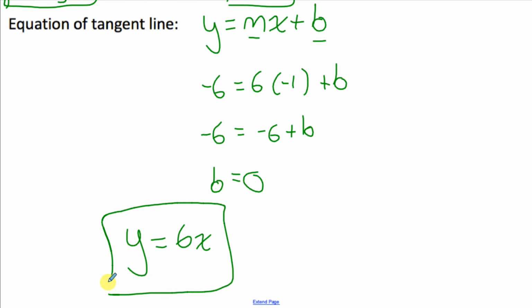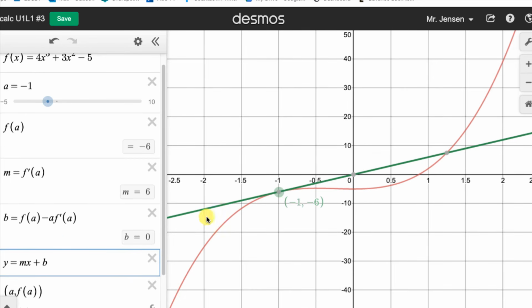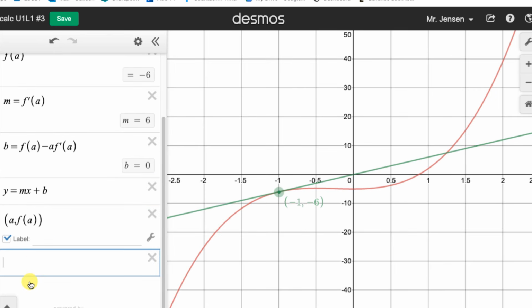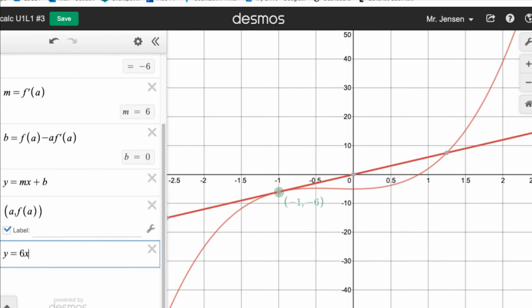So y equals 6x is the equation of that tangent line. The equation of this green line, y equals 6x. Let me add a y equals 6x function, and notice it goes right over top of the green one. We found the correct equation of the tangent line.